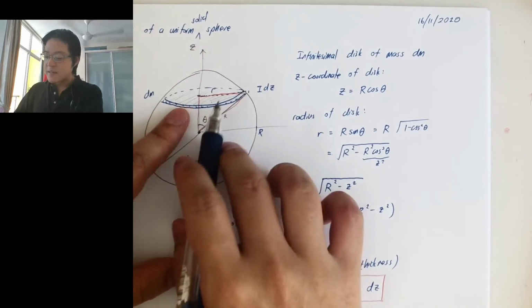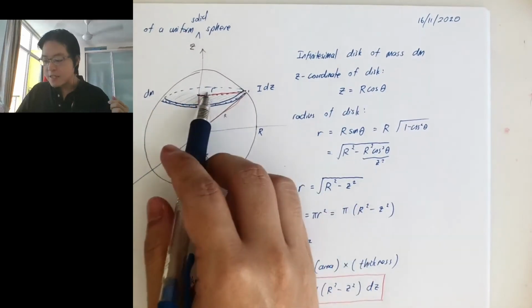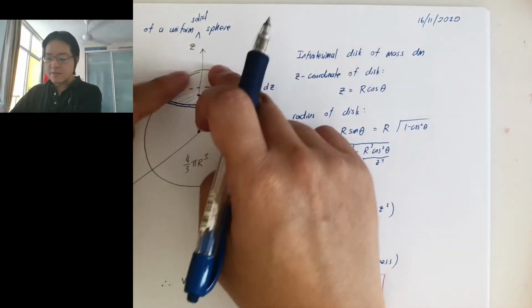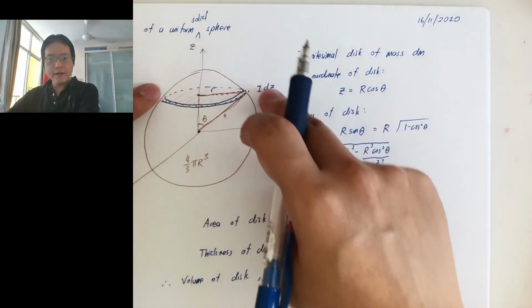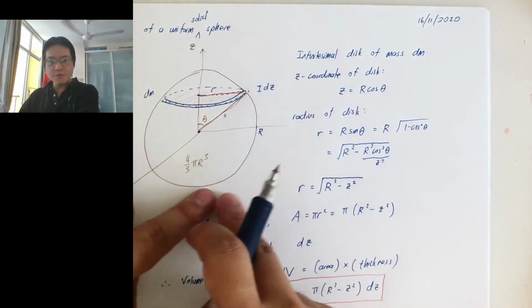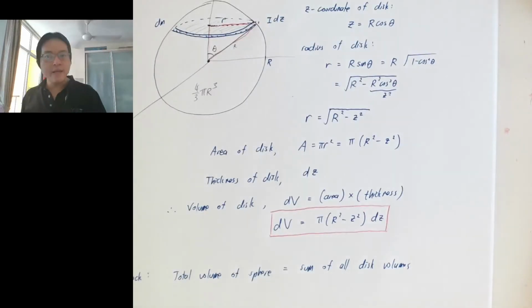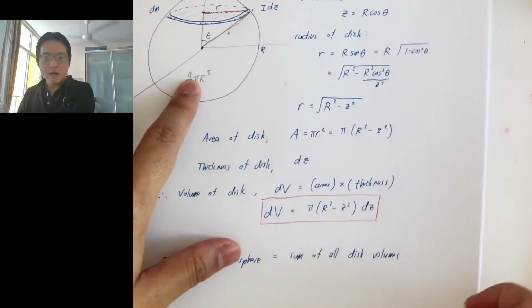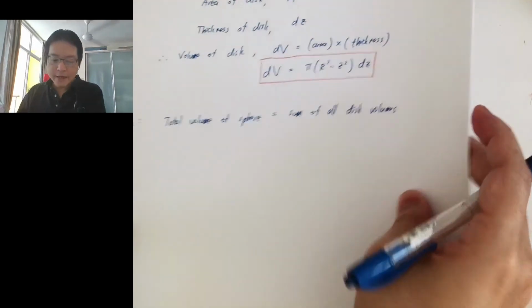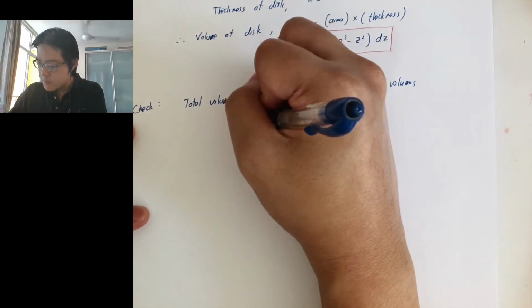The only problem is that each disk has a different volume because each disk has a different radius, right? Starting from zero radius and then enlarging, and then coming back to small again. So if I sum up all the disks with the correct radii, I should total up all the volume and get the actual volume, which is expected to be 4/3 π r³. So let's see whether we can do this.